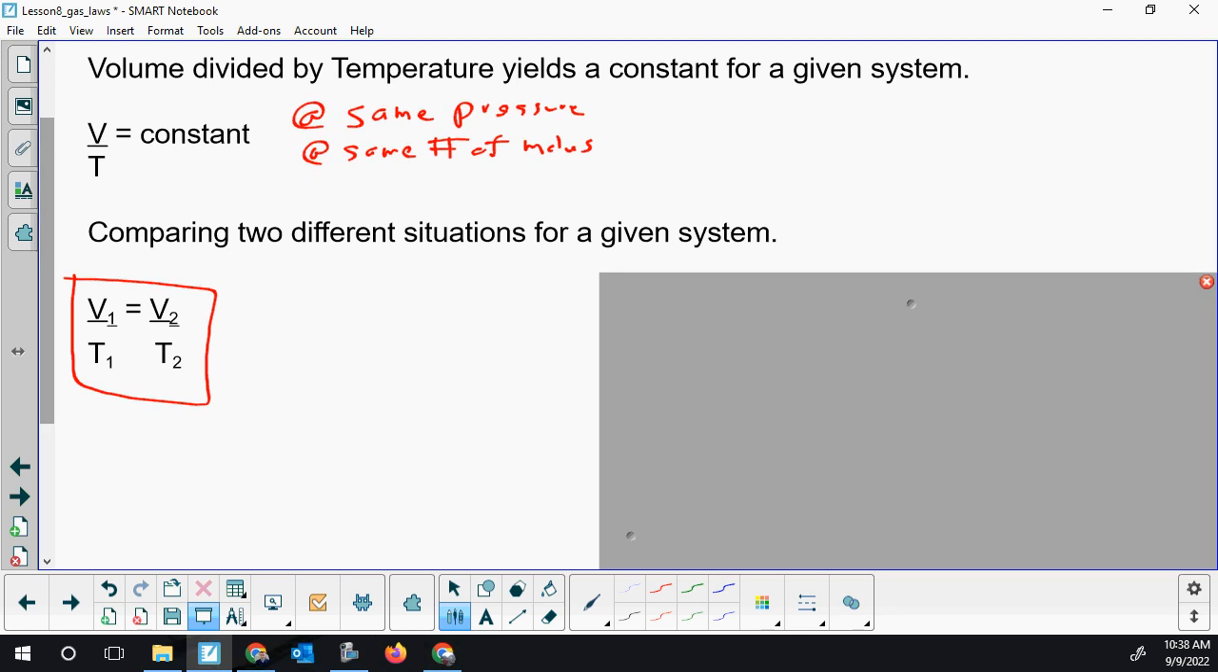I'm going to highlight a comment from the previous lesson. We're talking about temperatures now, so you have to use Kelvin for any measurement. You can't use degrees Celsius in this relationship.